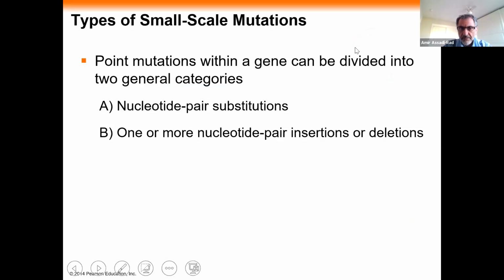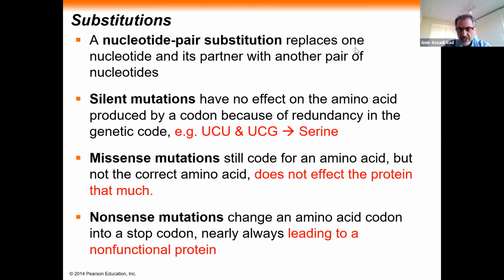Okay, anyhow. So point mutation within a gene can be divided into two general categories: nucleotide pair substitution, and one or more nucleotide pair insertion or deletion. Here there are a few different types of substitution. Silent mutation: if you have UCU and UCG, they both give you serine. Imagine the first one is supposed to be the normal one. But if a mutation occurs and instead of UCU it's UCG, it still gives you serine.